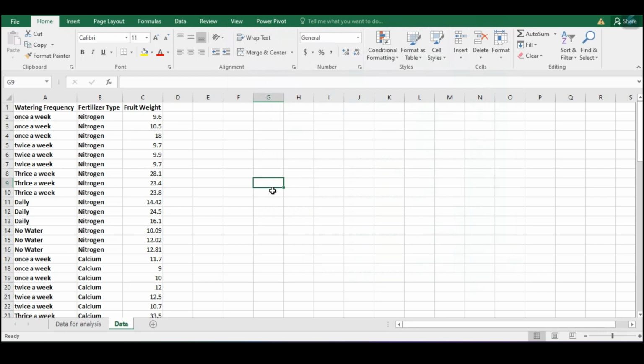About two-way ANOVA with replication. We have studied about one-way ANOVA. We have also seen about two-way ANOVA without replication. And here today we are going to see two-way ANOVA with replication.